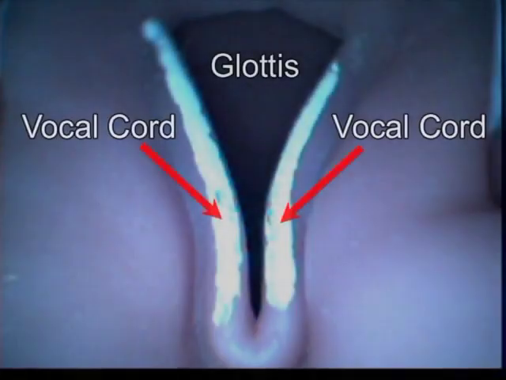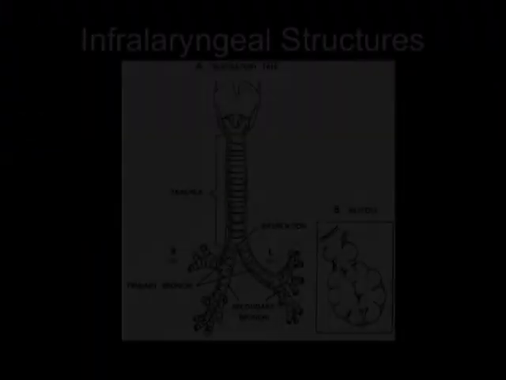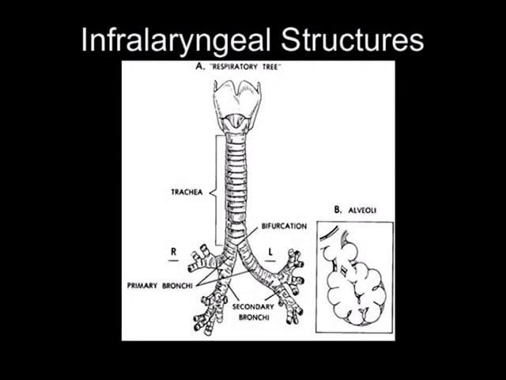One set controls the size of the glottis, thus it regulates the volume of air passing through the trachea. The other set controls the tension of the vocal cords, thus it produces vibrations of selected frequencies or variations in pitch of the moving air to be used in the process of speaking. Now let's turn our attention to the infralaryngeal structures.